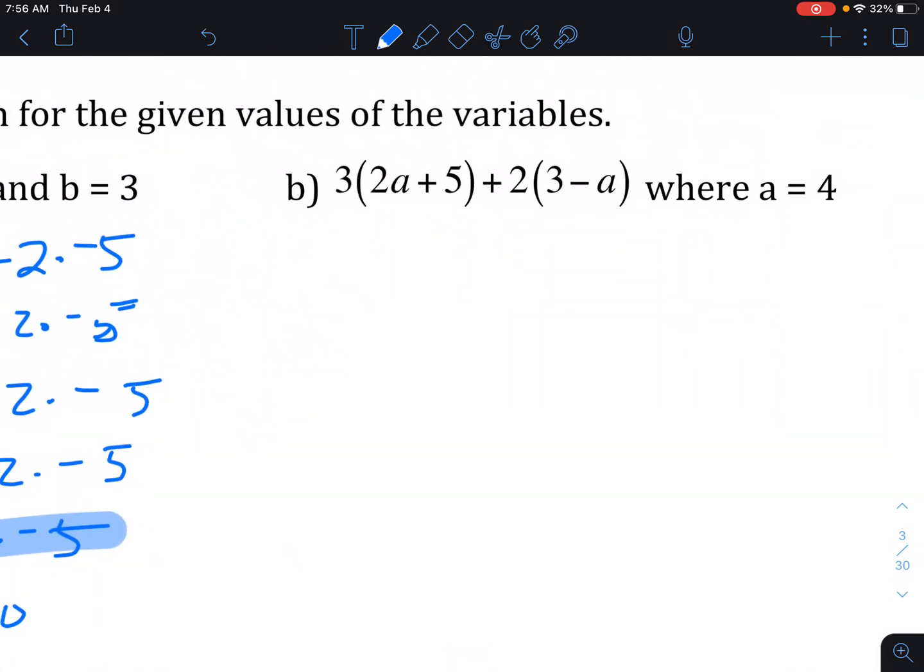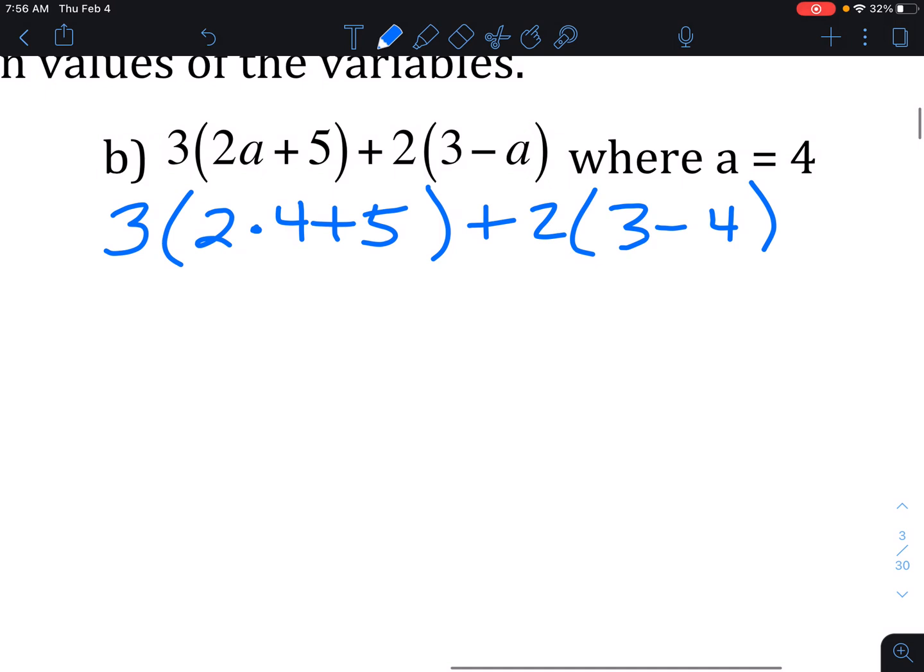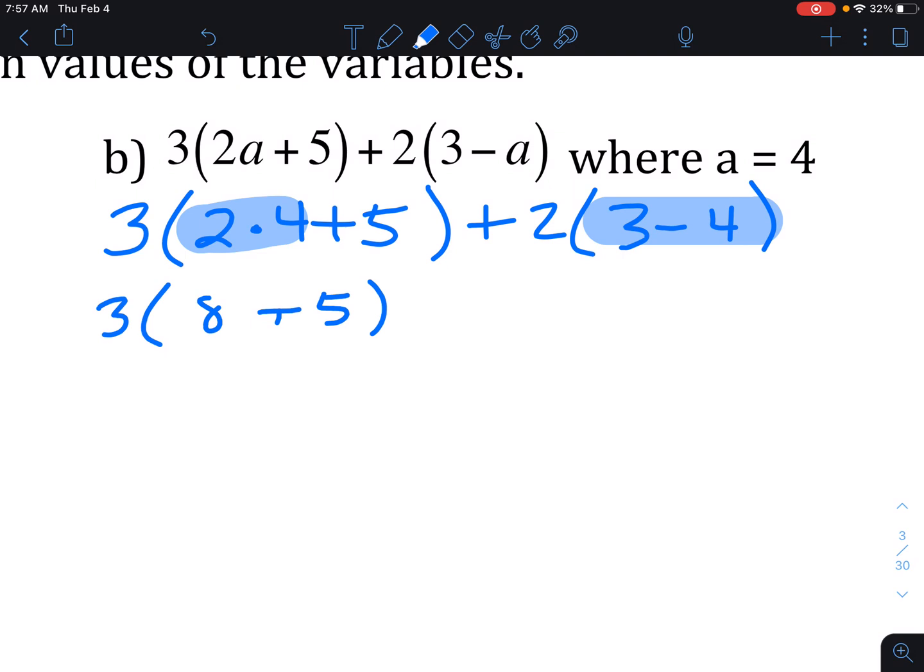All right, letter B. Let's plug in the 4 for A. We got to work on parentheses first, getting each set of parentheses down to one number. So we'll work on those simultaneously. So within the parentheses, we can do 2 times 4 to get 8. And also we can work on the other set of parentheses in the same step to save some space.